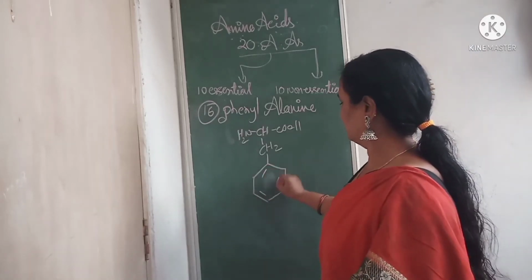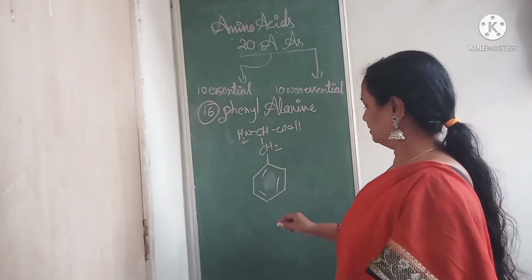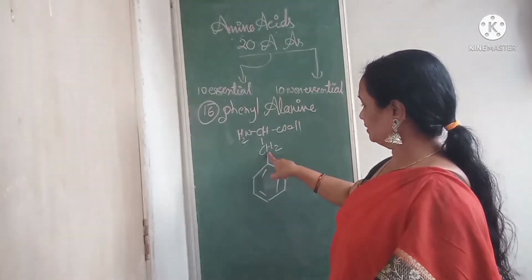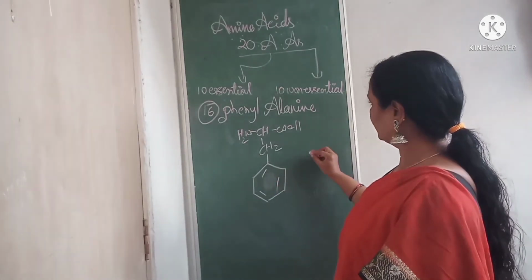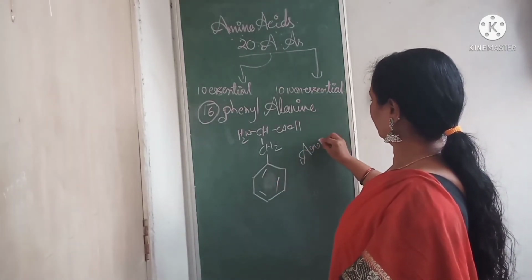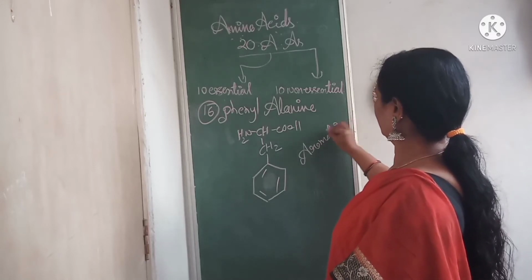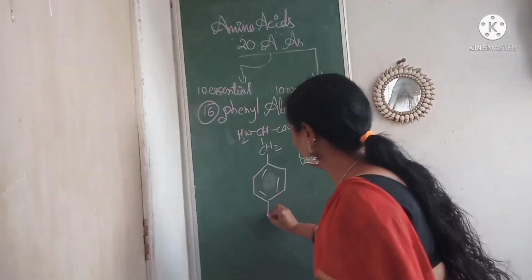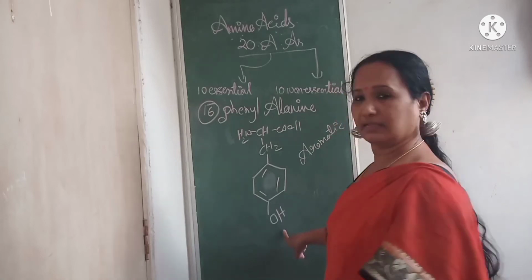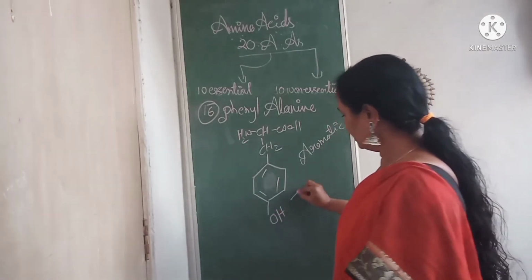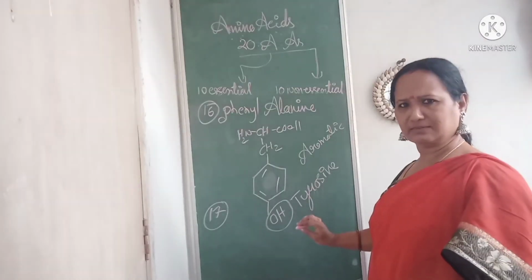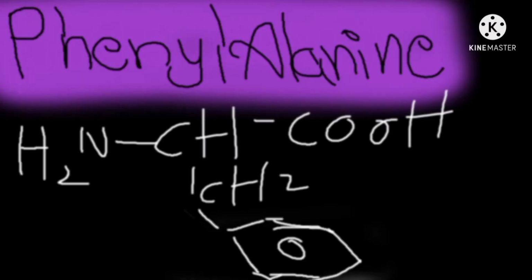When we see phenylalanine, there is one methyl group and one benzene ring, so that is aromatic. If we add an OH group to the benzene ring of this structure, it becomes tyrosine. Tyrosine is also aromatic. The small difference between phenylalanine and tyrosine is only the hydroxyl group. The attachment of a hydroxyl group to the benzene ring is what we call tyrosine. If you remember the OH group, that's it. Phenylalanine is a benzene ring attached to alanine, and it is non-polar.